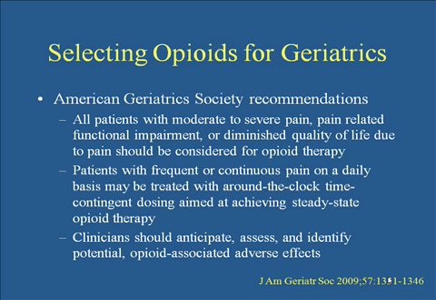Patients with frequent or continuous pain on a daily basis may be treated with around-the-clock, time-contingent dosing aimed at achieving steady-state opioid therapy. The key thing with that phrase is that if you have chronic pain, you need to give something chronically to help manage that pain. So it doesn't make any sense for somebody who has chronic pain to give them medication twice a day if it doesn't last 12 hours. Third, clinicians should anticipate, assess, and identify potential opioid-associated adverse effects, and that clearly is a true statement, which we will address a little bit later on.